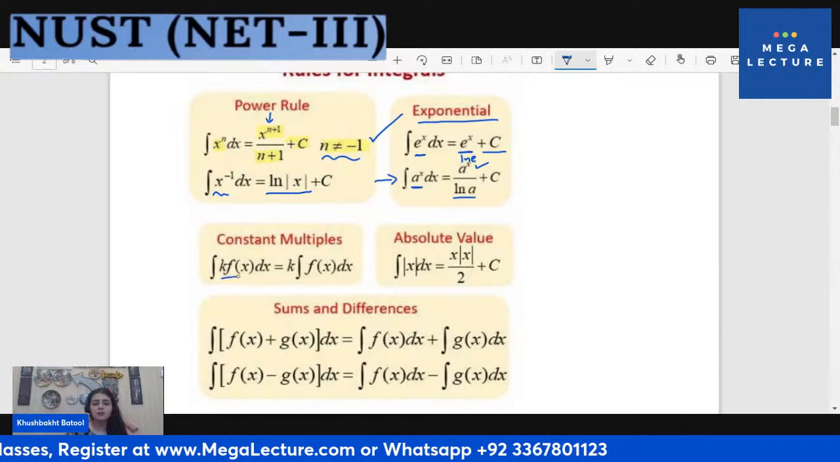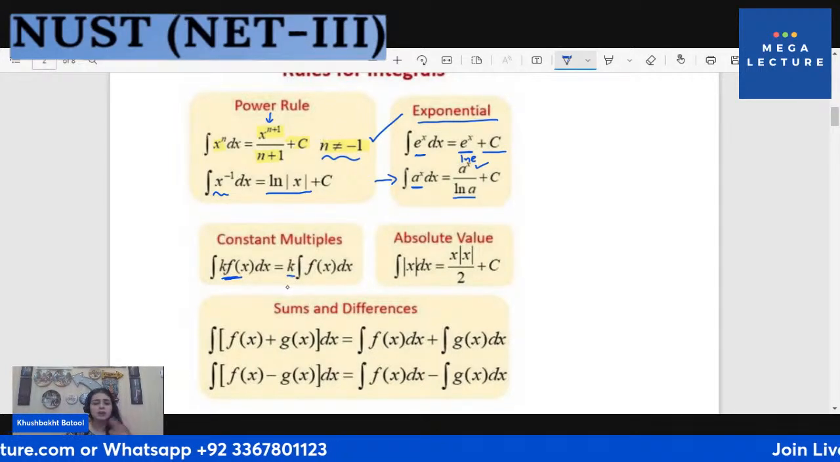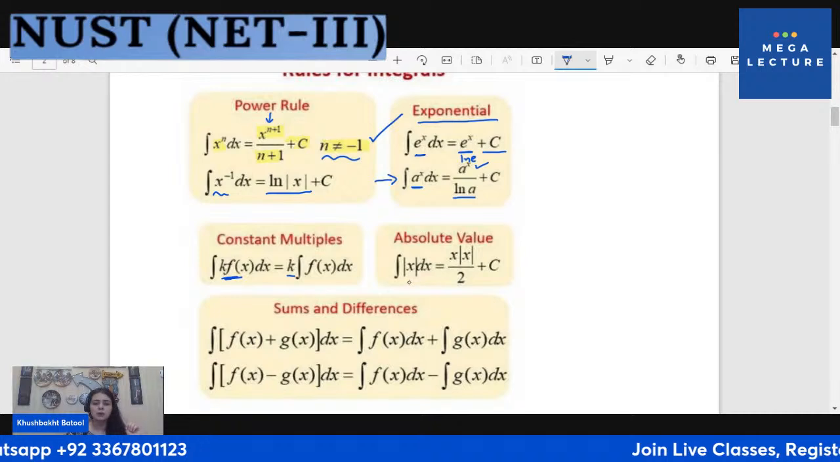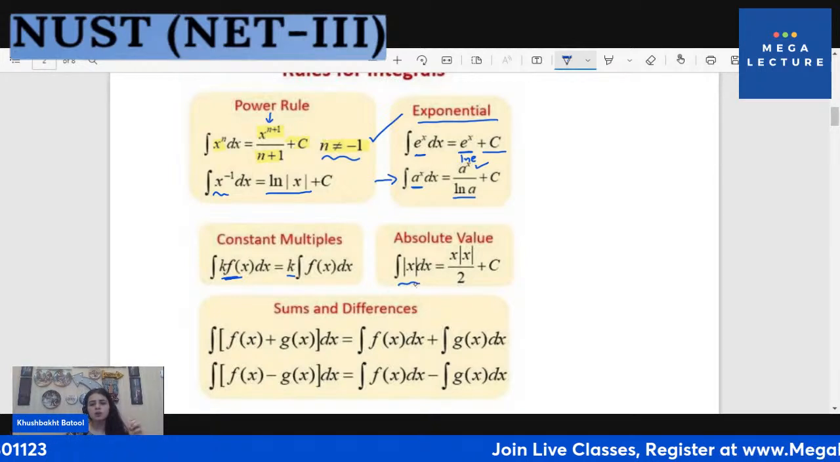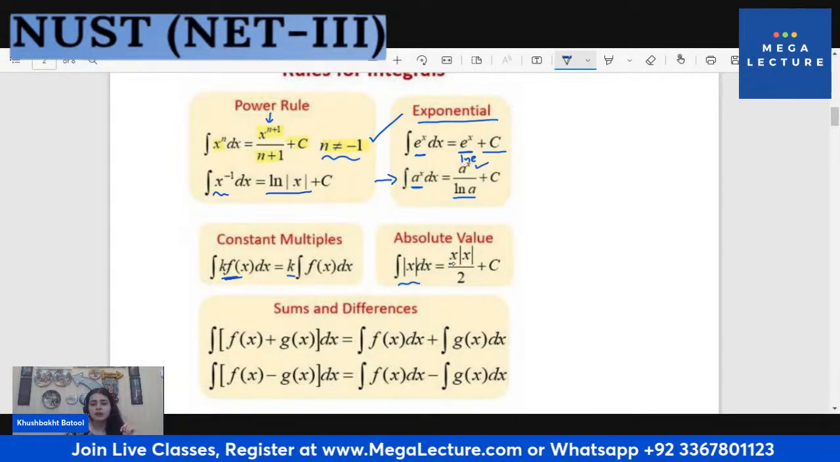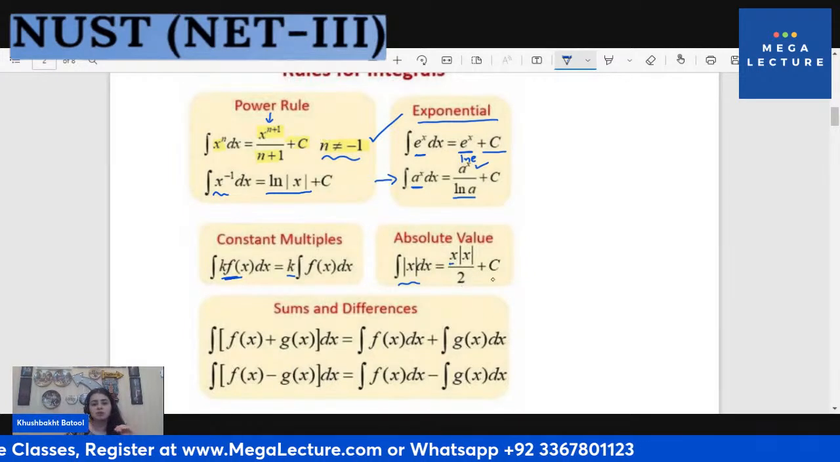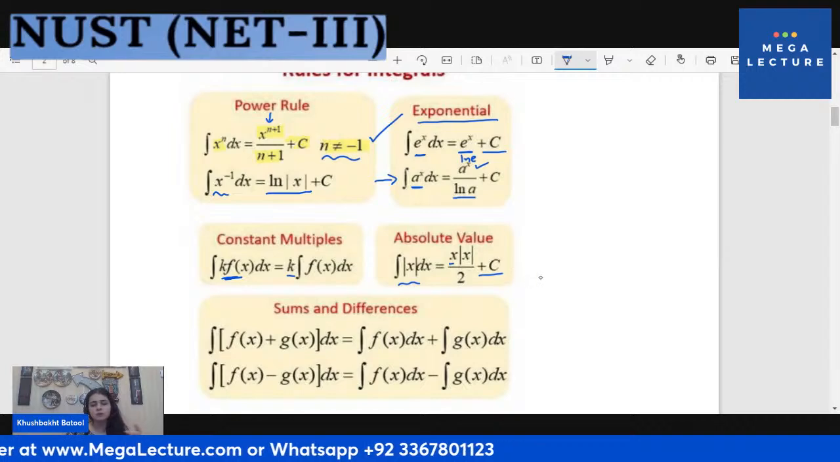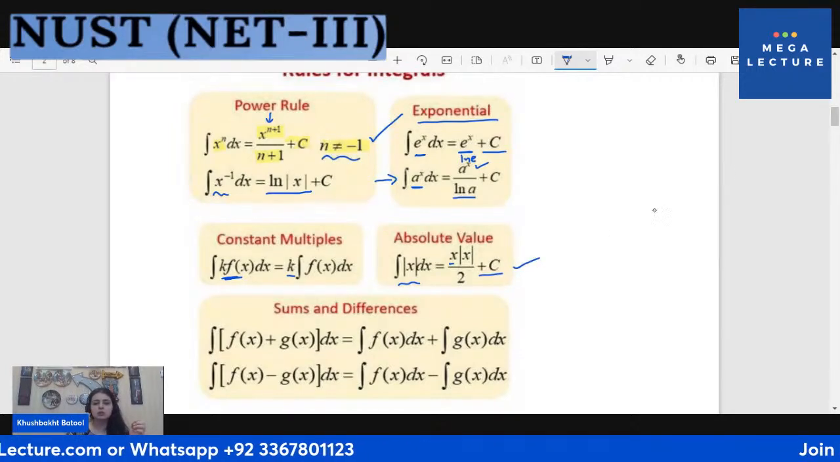Now, if you have a constant multiplied with your function, you can write it outside. I've just told you that won't make any difference, right? Now, this rule is not that important, but let's say you have been asked to integrate mod of x. How do you do it? x multiplied by mod of x divided by 2 plus c, right? This won't be used, but just for the sake of completeness, we should know this one as well.